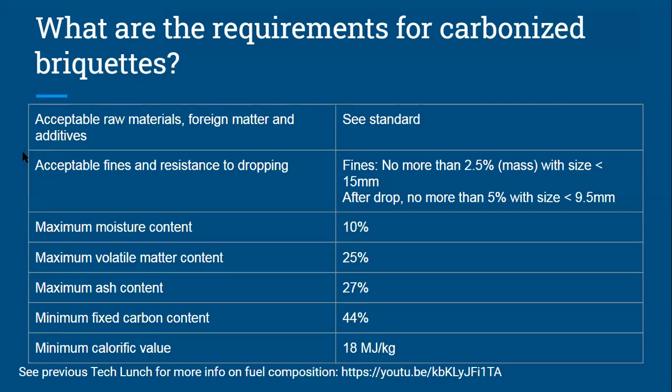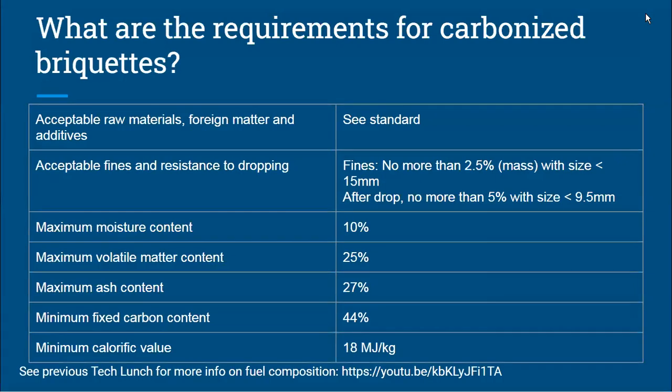It's a lot of information to go through, so we'll take a little bit of time here. First, it tells us about the acceptable raw materials. It doesn't go into a lot of detail other than the scope that I had on the previous slide. It tells us about foreign matter and how... Oh, so Beatrice has provided a clarification there. Thanks, Beatrice. So it also tells us about foreign matter, which should not be present in the briquettes.